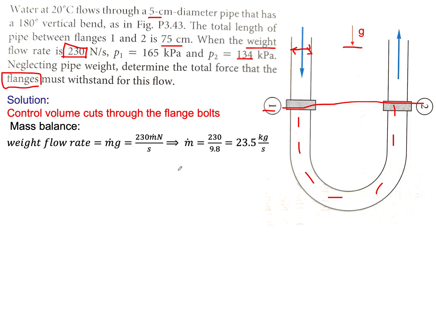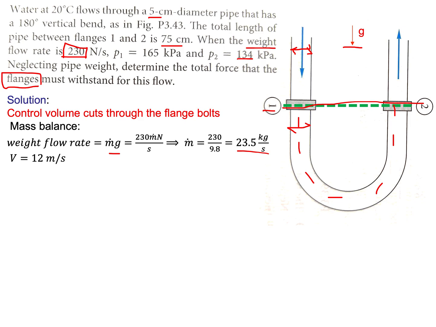And you do a mass balance again. What the mass balance tells you is that because you have a constant diameter, the velocity that comes in is the same velocity that leaves, and you can just compute the mass flow rate. The mass flow rate you get from the weight flow rate, and it comes out to be 23.5 kilogram per second. And you can also get the velocity from the area and the density. So you get the velocity V1 and V2 equal to V of 12 meter per second.